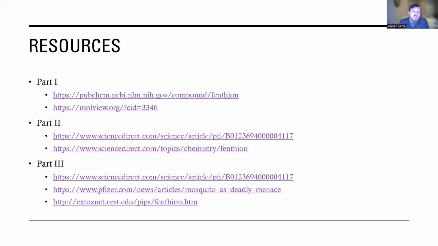Here are the resources I used for this. I used PubChem to get a lot of my information, as well as MolView to get the breakdown of the molecule. And then I used a lot of these. You can see some of the different articles that I used to get a lot of information out of, including Pfizer and a couple other ScienceDirects.